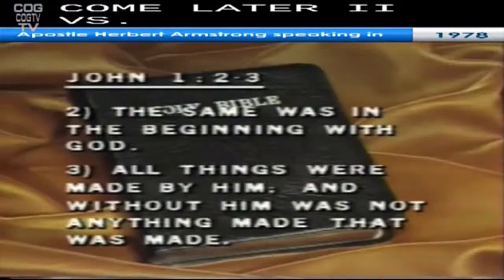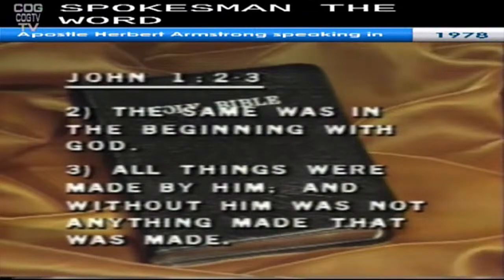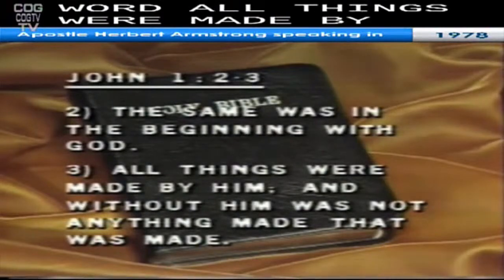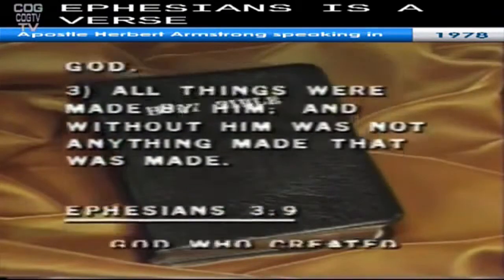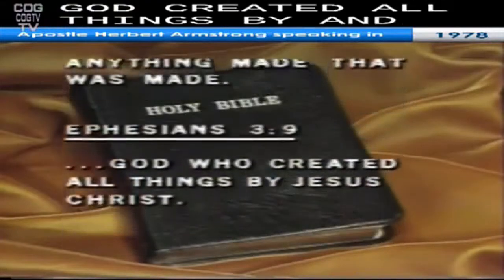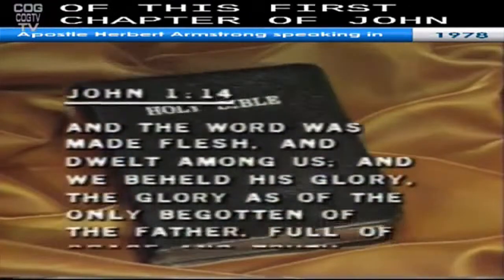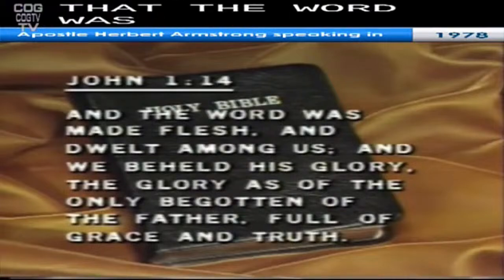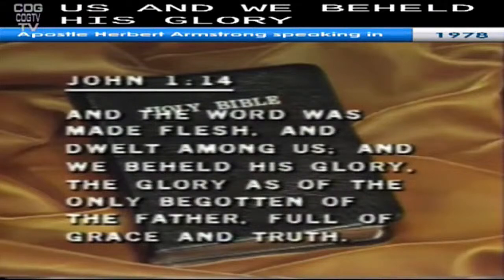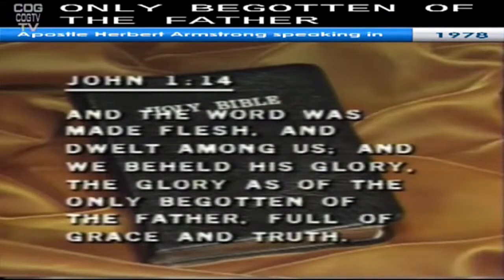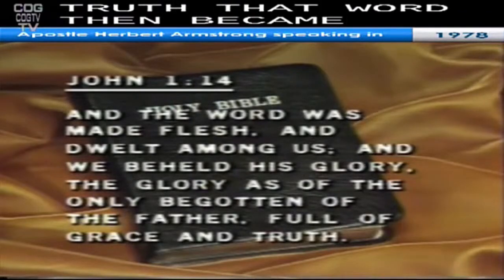The second verse says, "The same was in the beginning with God," that is, the spokesman, the Word. "All things were made by him, and without him was nothing made that was made." In the 3rd chapter of Ephesians, there's a verse that says, God created all things by and through Jesus Christ. Now, in the 14th verse of this 1st chapter of John, you will read that the Word was made flesh and dwelt among us, and we beheld his glory, the glory as of the only begotten of the Father, full of grace and truth. That Word then became Jesus Christ.